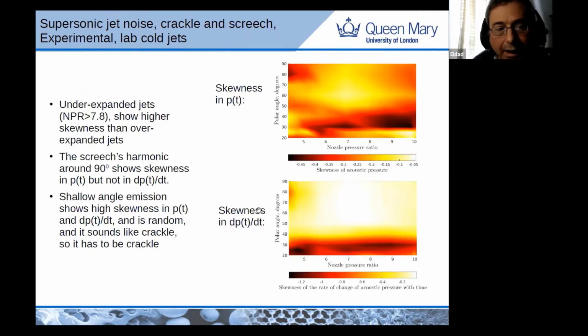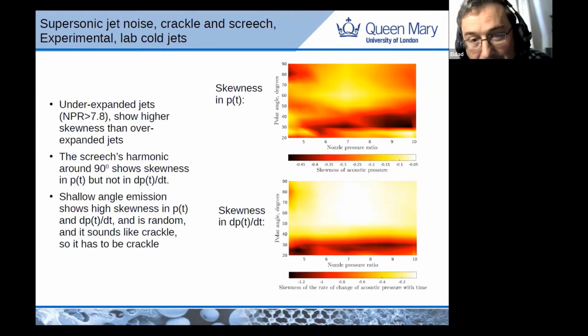In order to categorize that, we noticed the crackle only in underexpanded jets. We didn't notice it in overexpanded ones. So we wanted to see the effect of the nozzle pressure ratio on the skewness in the pressure, and the skewness in the time derivative of the pressure. So you have here the nozzle pressure ratio, and that's the color. Most of them, as you see, the crackle is standing here around 30 to 35 degrees. That is where we see high skewness.